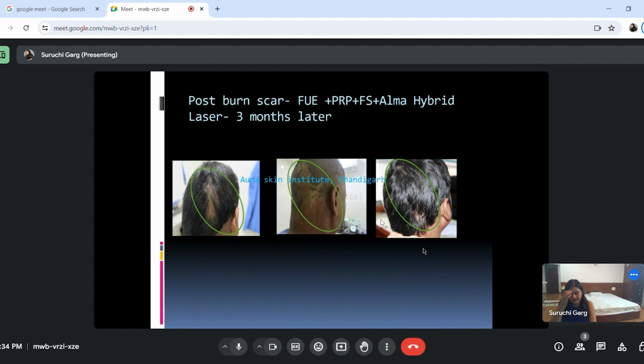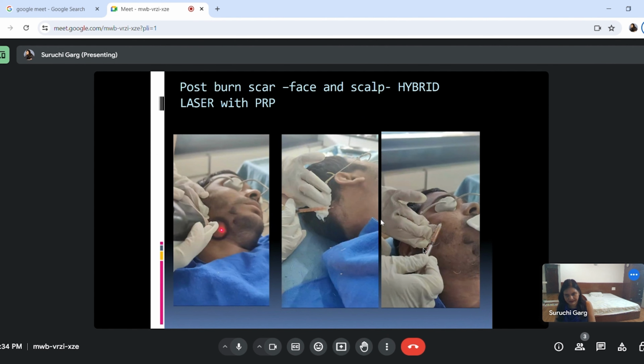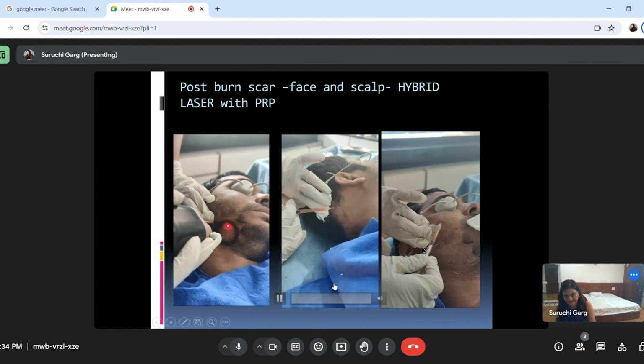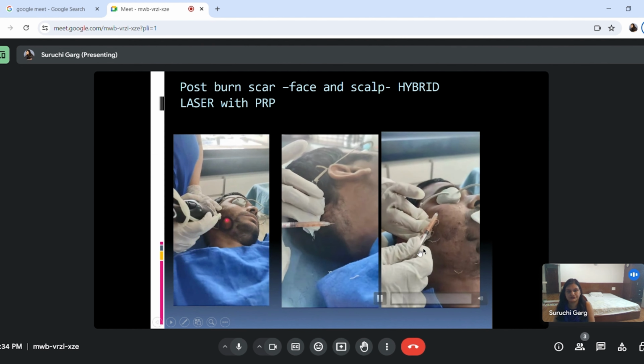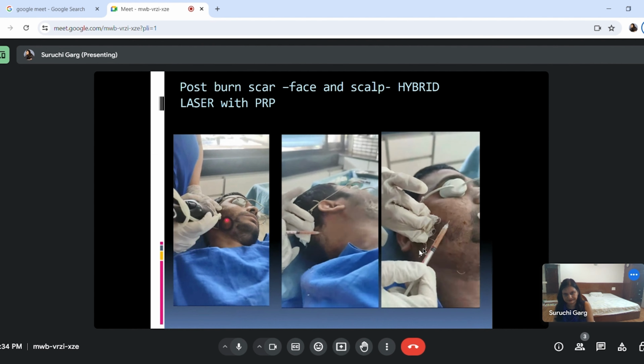So this is quite a fast improvement if we consider that this was scarred skin, because even in normal skin we see good results only after a delay of 4 to 6 months. But in his case, because a combination was used, this is how he did. And again, this is the demonstration of the erbium YAG laser. And we'll be doing the PRP, and here there is injection on the face area as well.